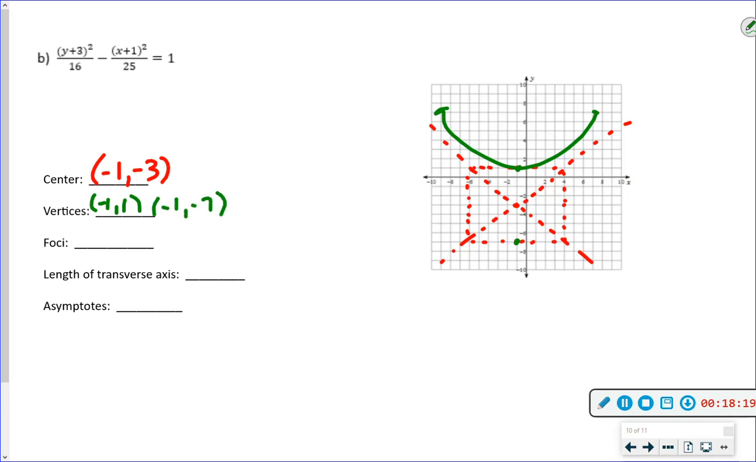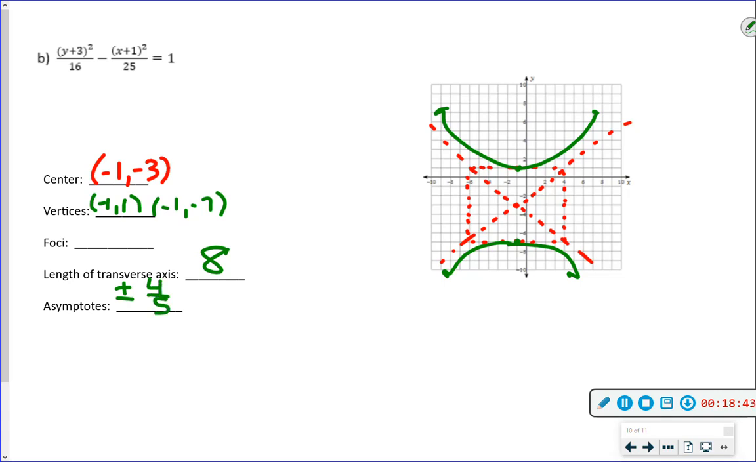Length of the transverse axis. Let me get this drawn on here first. So what's the length that connects the vertices? 8. You went up 4, down 4, so 8. Let's do the asymptotes. From the equation, is it 4/5 or 5/4? 4/5. Rise, Y, rise first.